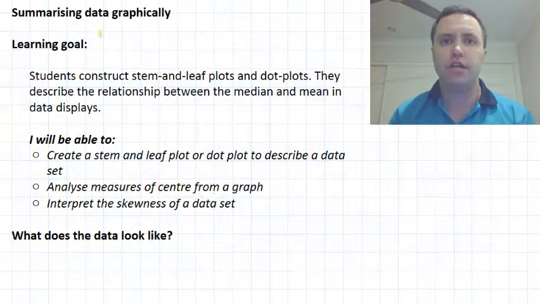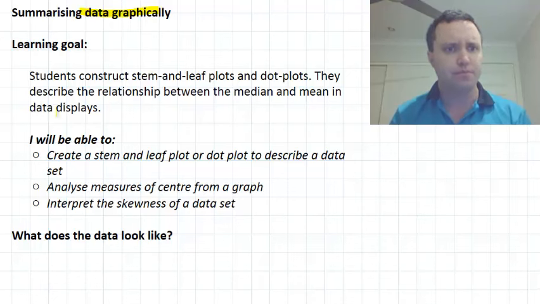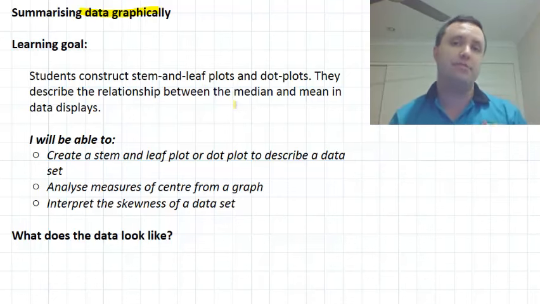Okay, welcome to this next video, guys. We're going to be talking today about summarizing data graphically. And the learning goal for this one is that you'll be able to construct stem and leaf plots and dot plots, and that you can describe the relationship between the median and mean in some data displays.